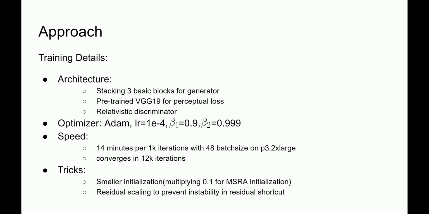Here are some training details for our project. It is worth mentioning that the whole super resolution network converges very fast. It can generate realistic results in roughly 2.5 hours on AWS P3.2xlarge.